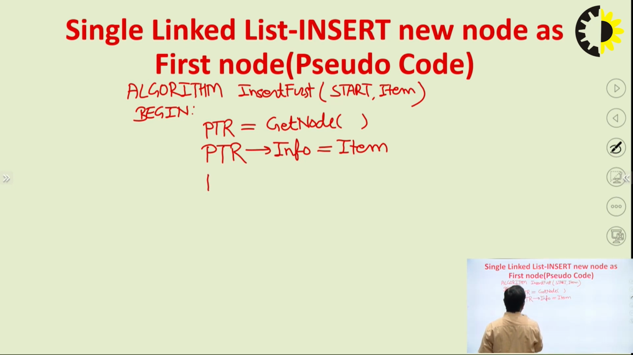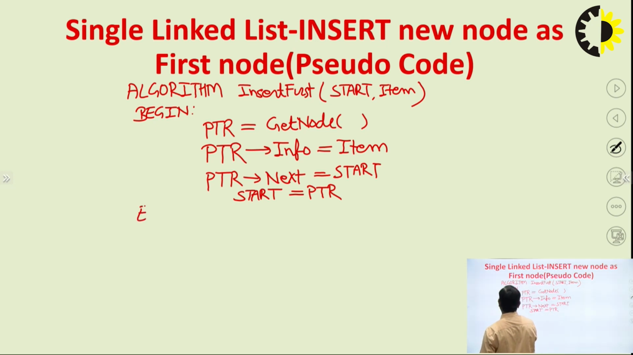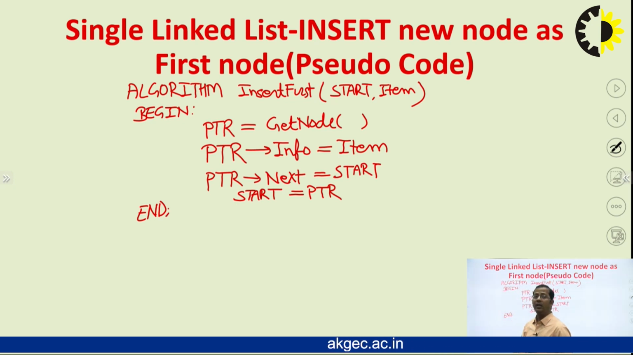And what do we have to change? PTR arrow next equals to start. Now PTR will point to the currently first node, and now start will point to the new node. Start equals to PTR. And so this is the pseudocode for inserting a new node as a first node.